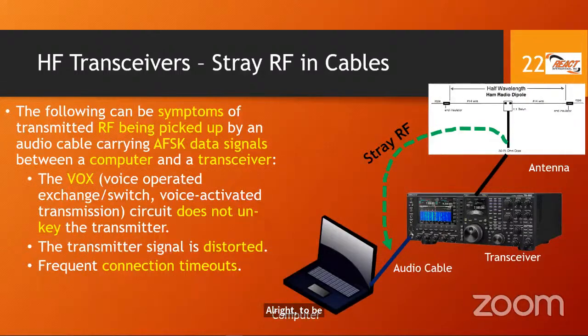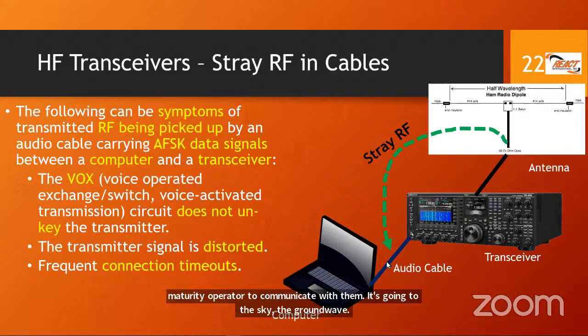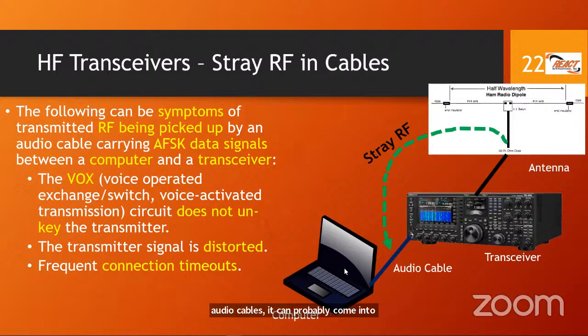So this is an extra slide here. I don't think this is on the exam, but just to give you a little idea as well. This is a very practical point. Sometimes the radio frequency that leaves your antenna, that is supposed to go to the sky or the ground wave to the other amateur radio operator, some of that signal could actually, if you have poor audio cables, come into the audio cable and cause distortions. It can cause issues with your radio.